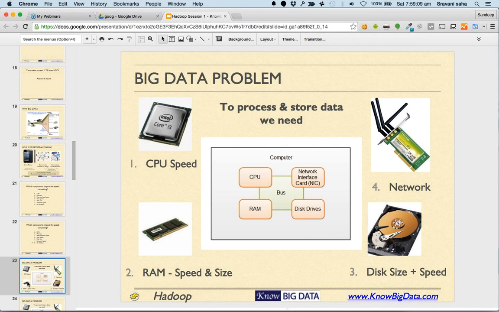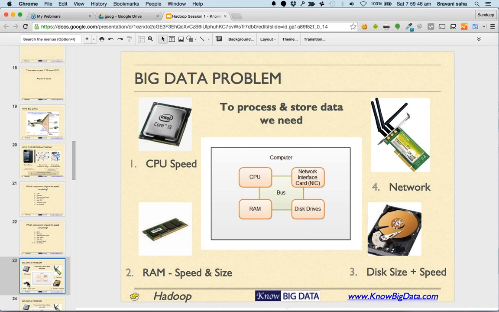So the faster the CPU reads the data, the faster it will be able to perform. Generally CPUs are really fast. When we say a 2 gigahertz processor, it means it takes roughly 2 billion actions per second.